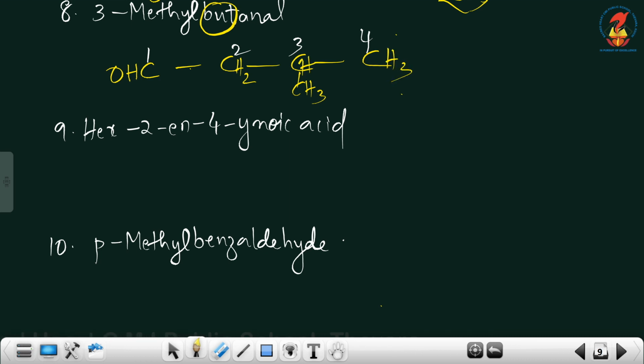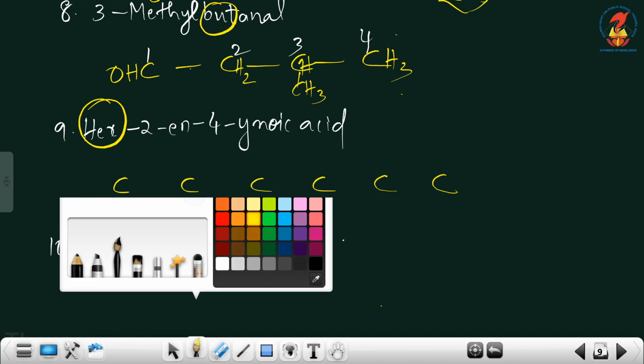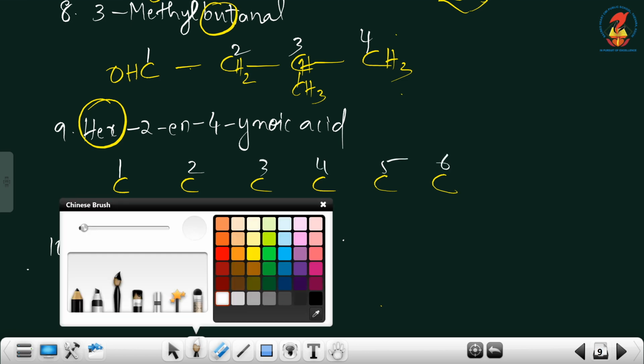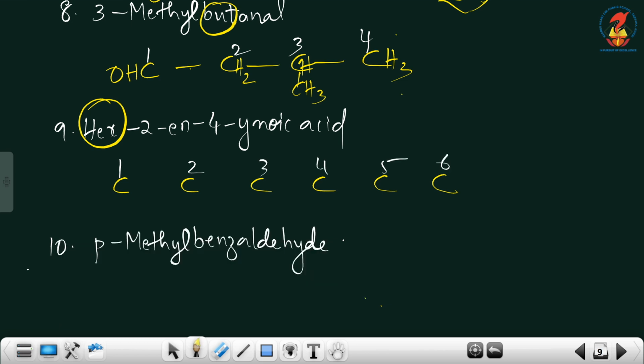Next is hex-2-en-4-ynoic acid. So here the word root is hex. Then write numbers 1, 2, 3, 4, 5, 6. Now suffixes. 2-en means there is a double bond between second and third. 4-yne means there is a triple bond between 4 and 5.